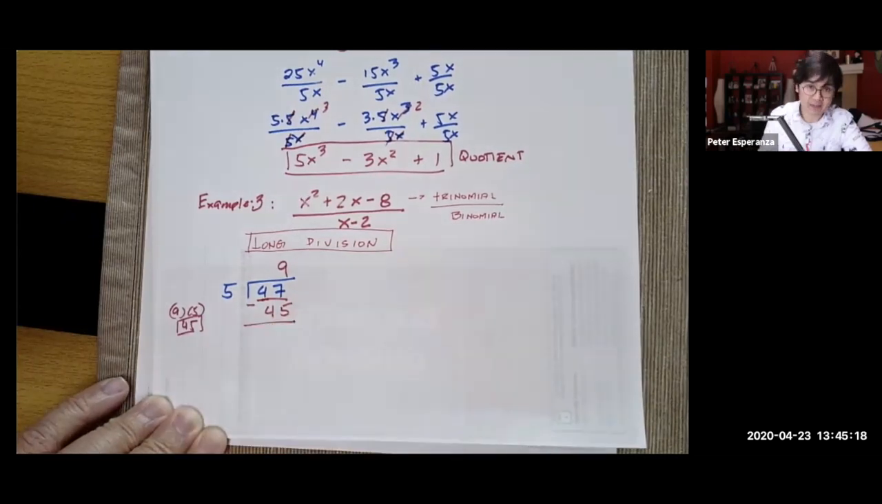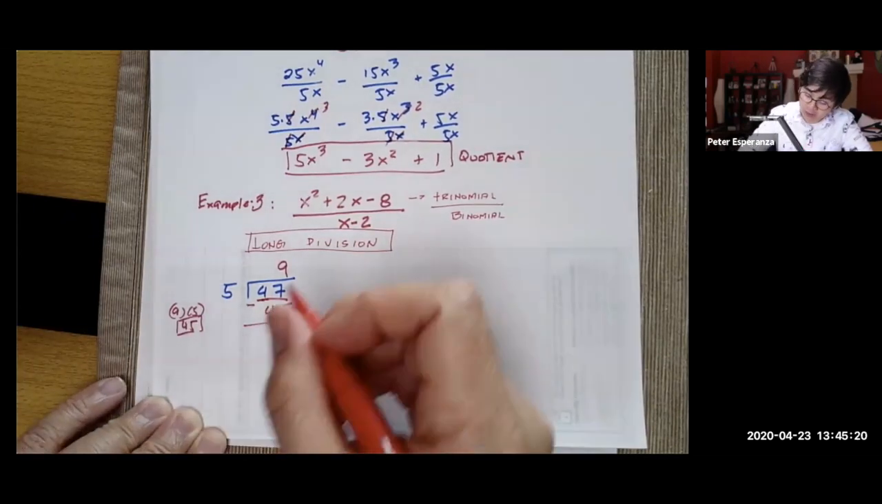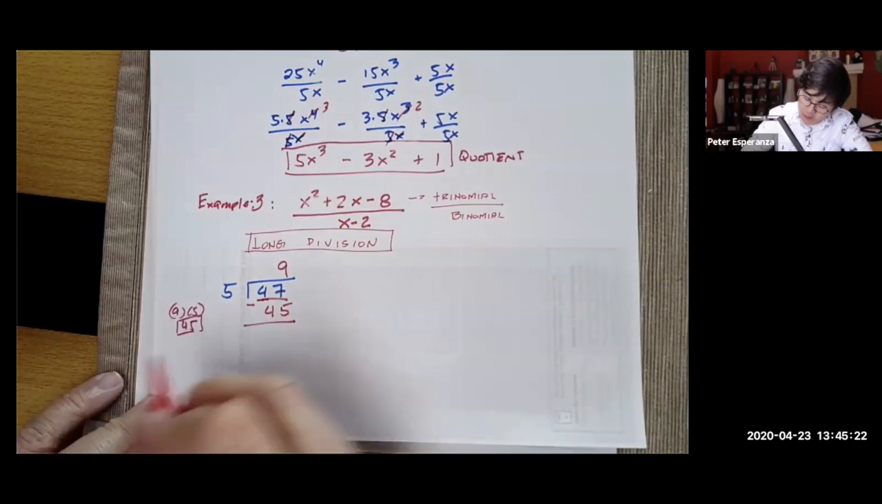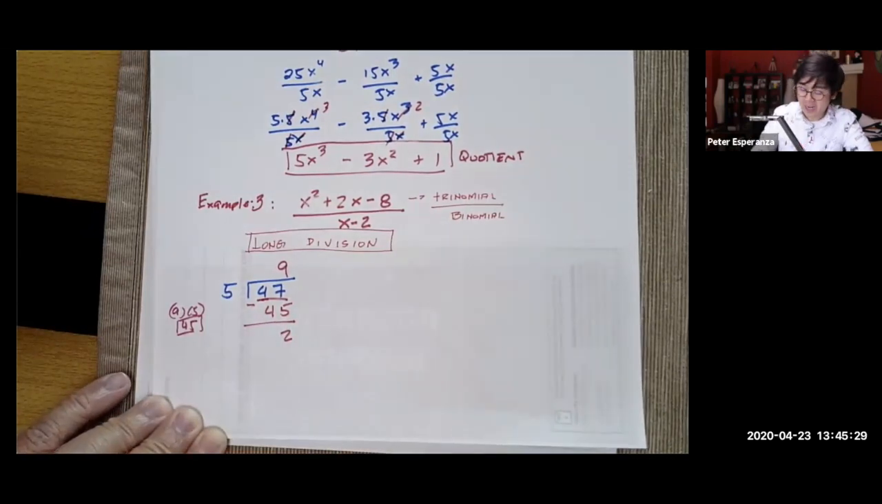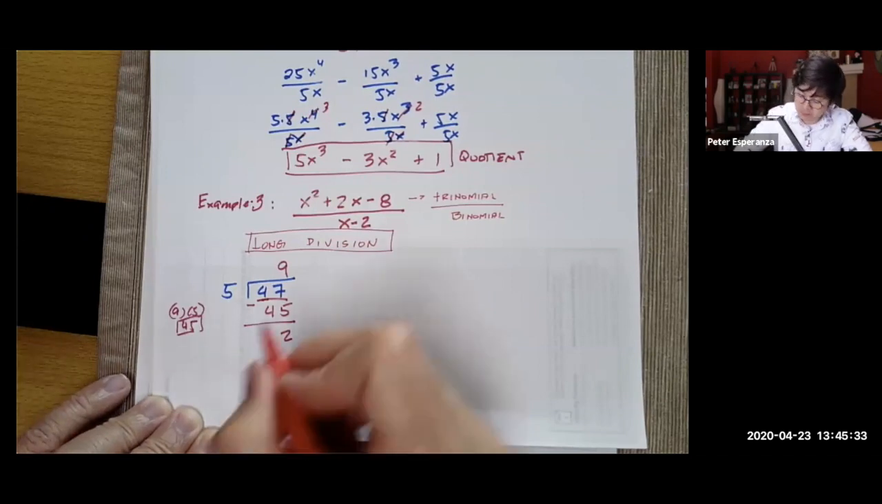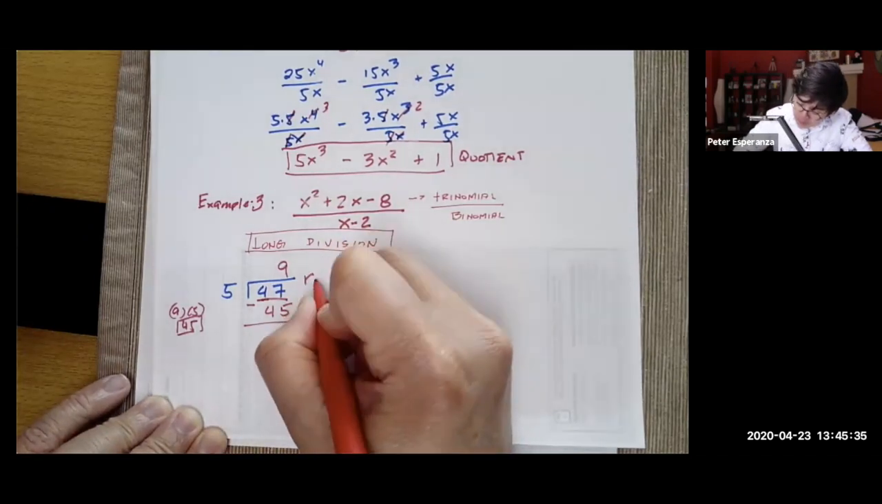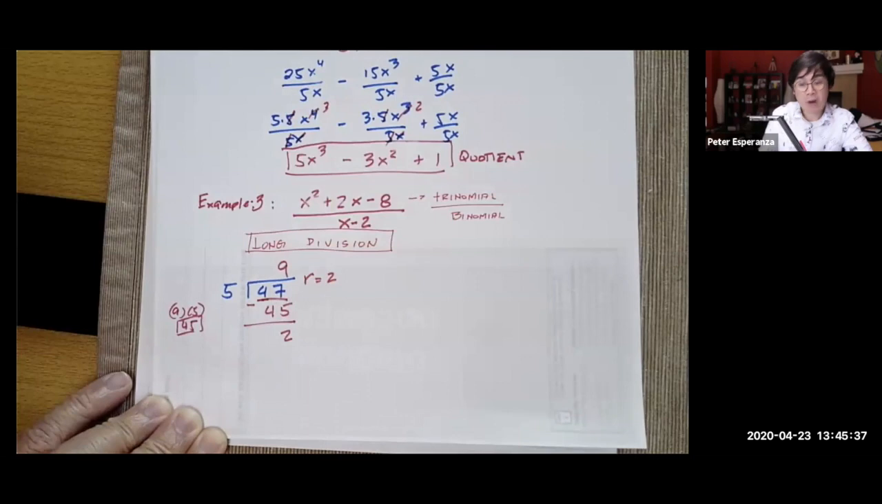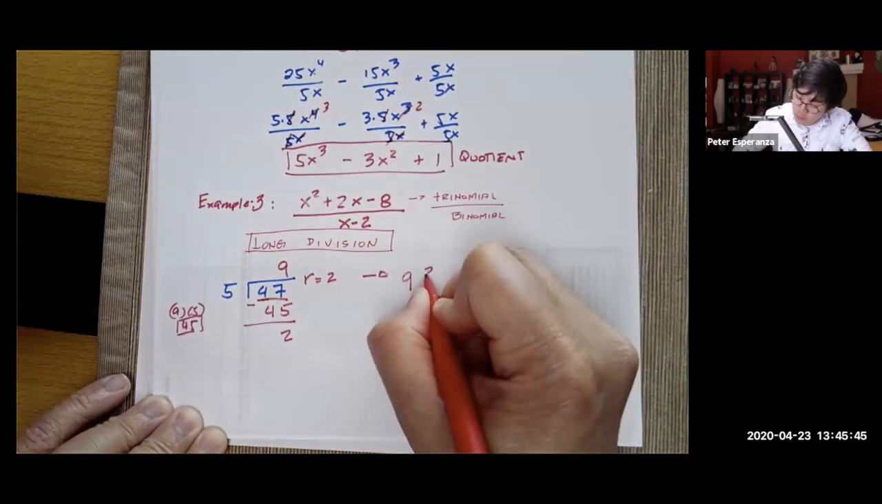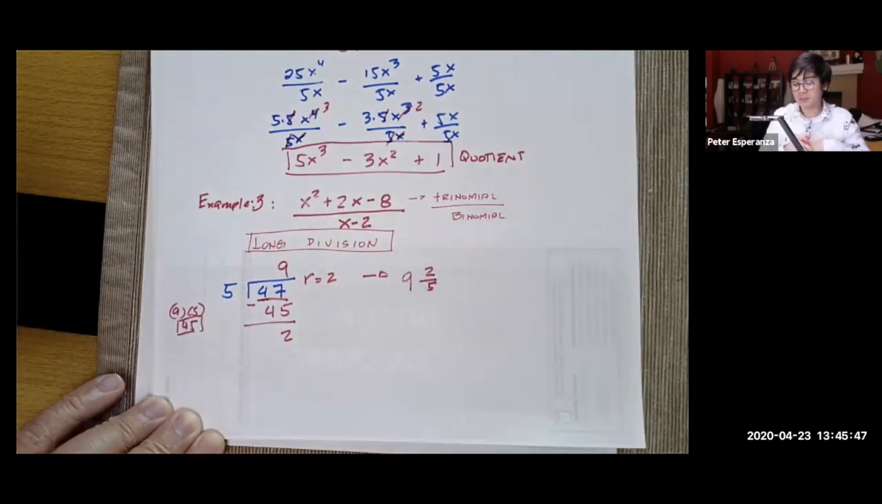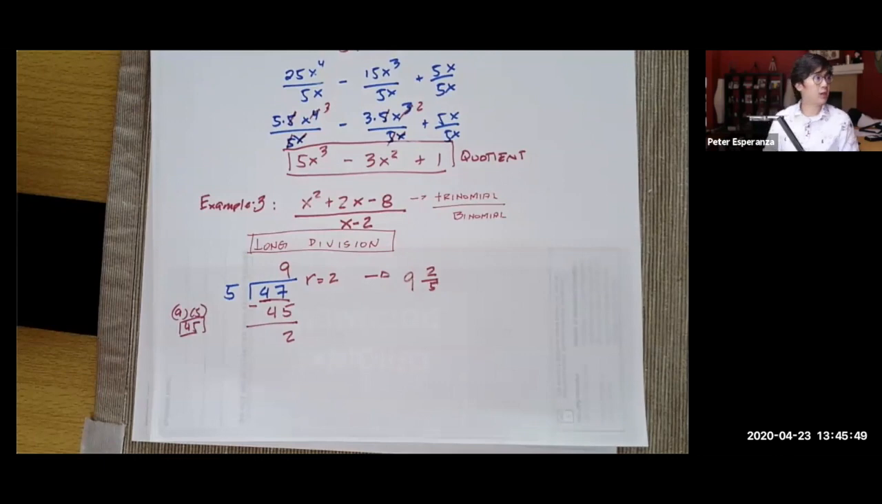We subtract. And we subtract, and 47 minus 45 is going to equal 2, right? And since 5 cannot go into 2 evenly, our remainder is equal to 2. So our quotient is 2 all over 5. That's basically how your long division works. So this is why you need to know your long division to perform division of polynomials like this.